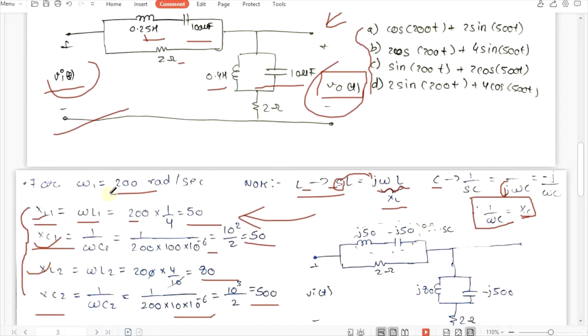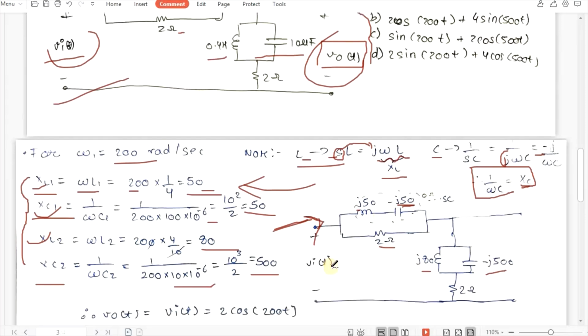Once you have all these reactances, you just substitute them into the circuit. Here you can see the modified circuit where SL is converted into j omega L, which is j into XL, so it will be j50. Similarly, the capacitor will be minus j50, since 1 upon j gives minus jXC. Then the resistor stays as it is. Here you will have j80, and here you will have minus j500.